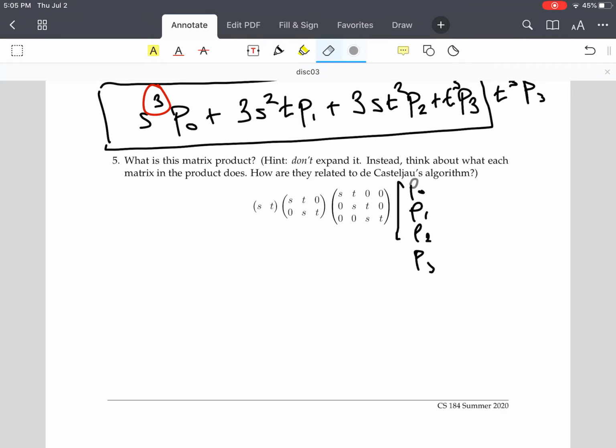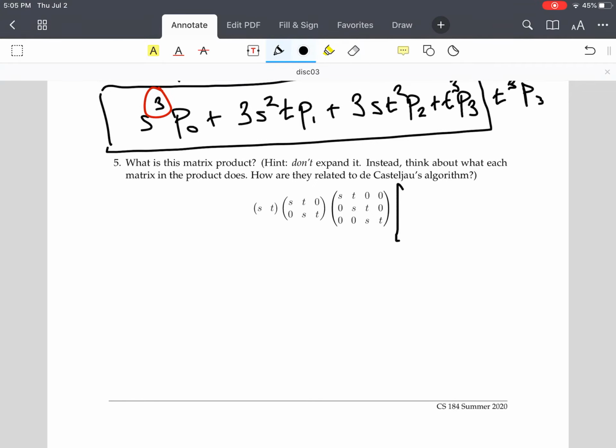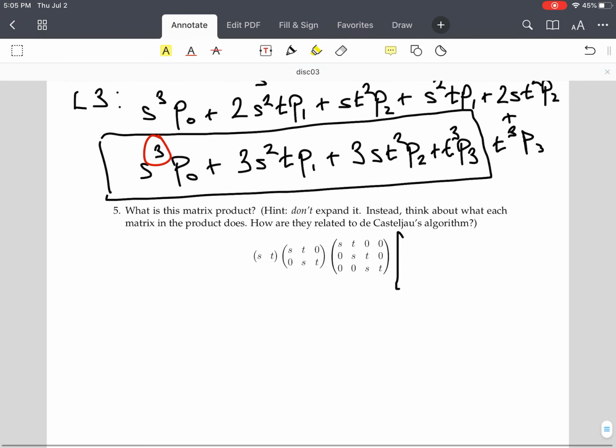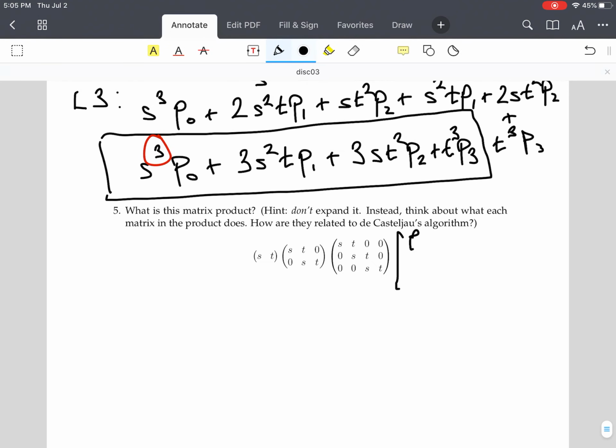Wow, that was terrible. What the heck? Okay, sorry about that. Let me try again. P0, P1, P2, and P3.